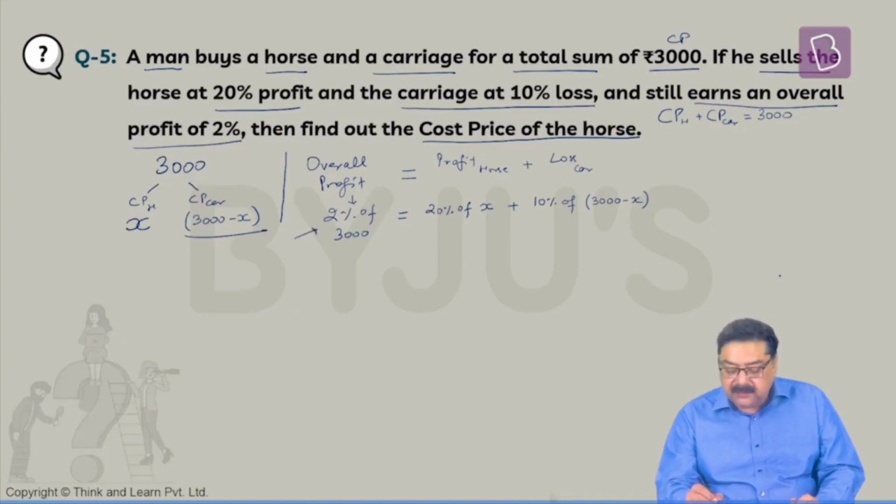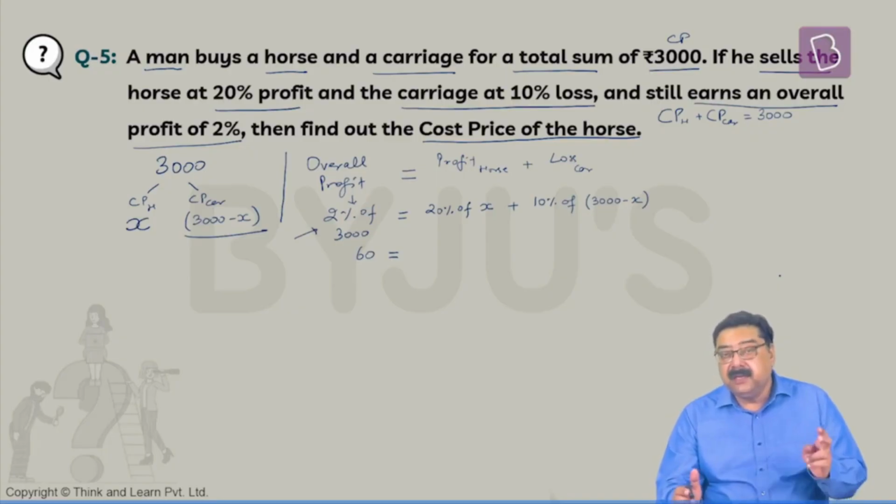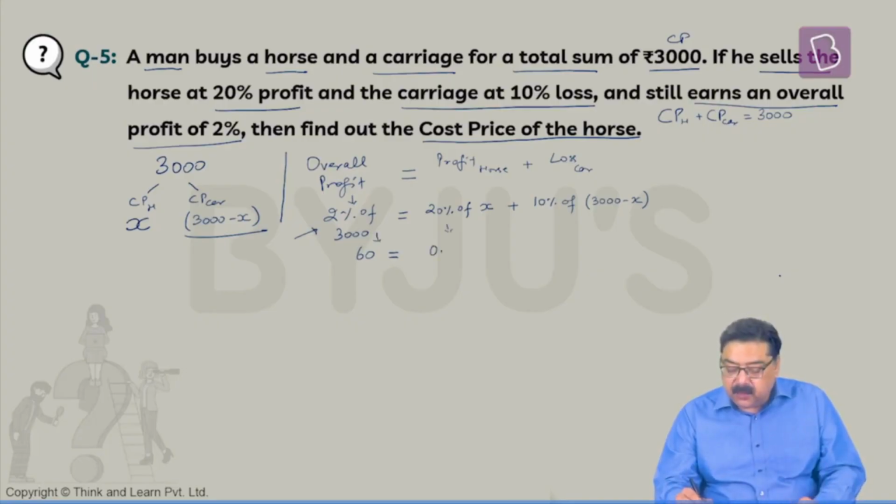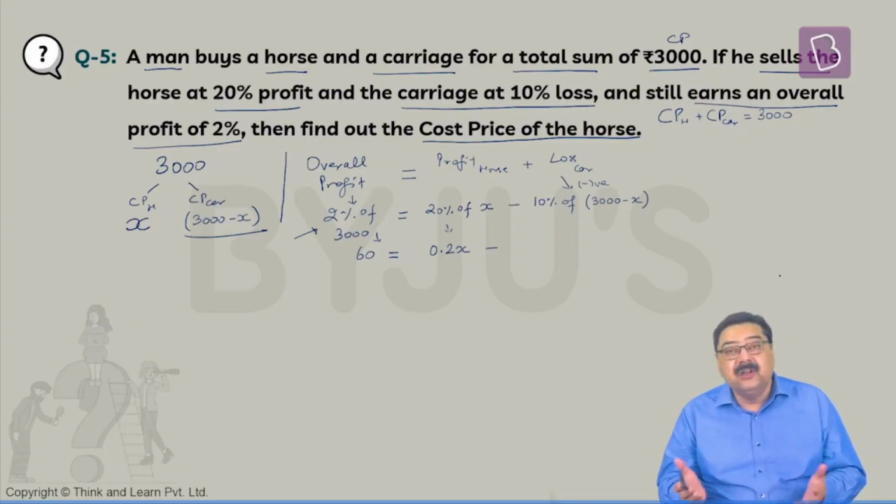So 2% of 3000 happens to be rupees 60. Take 3000, 1% will mean take out two zeros. Leftover is 30. So 1% is rupees 30. 2% is rupees 60. So 20% of X can be written as 0.2 times X plus 10% of 3000 minus X. Now, this 10% of 3000 minus X has to be a negative figure. Why? Because loss means you have lost money. So that has to be negative. So instead of using plus symbol here, we will make use of negative symbol. Because one is profit, the other is loss, and loss is always negative.